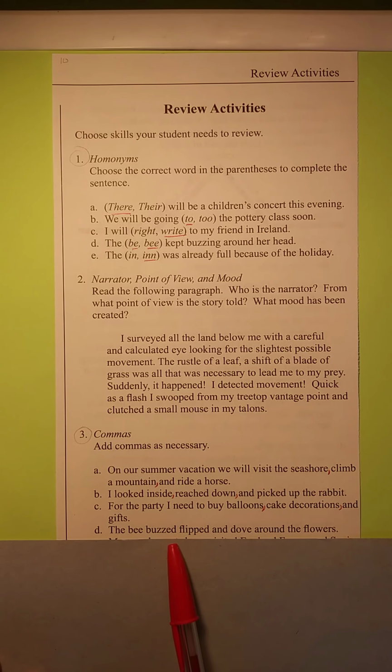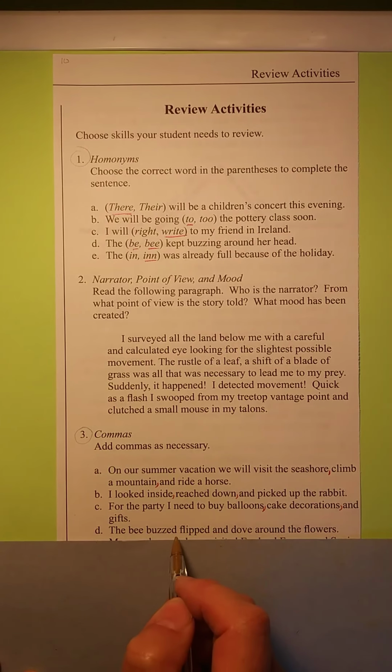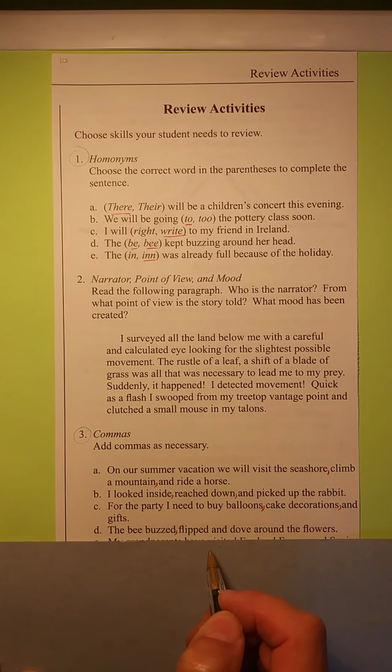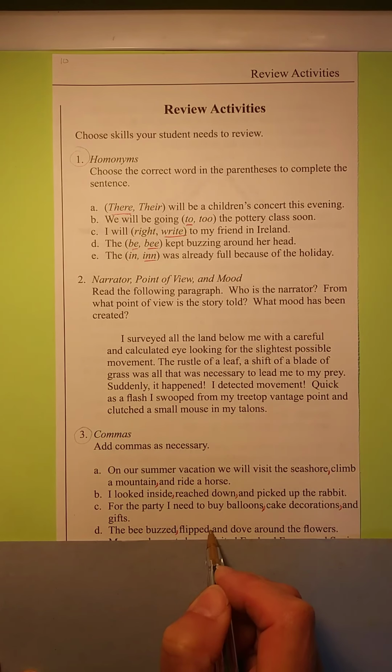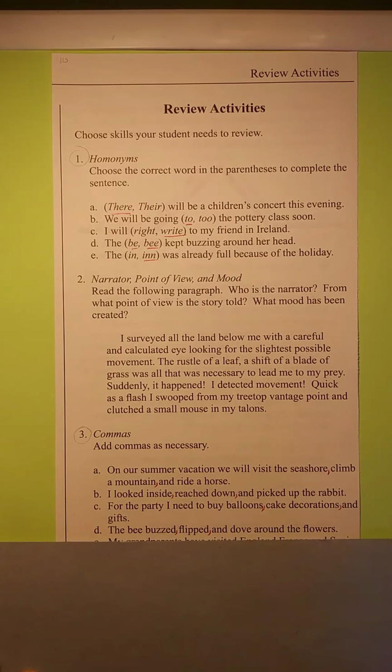All right, D. The bee buzzed, flipped, and dove around the flowers. Okay, what did the bee do? It buzzed. That's the first thing. So we need a comma after that. Flipped, that's the second thing. And dove. Three verbs there, buzzed, flipped, and dove. And coordinating conjunction and.